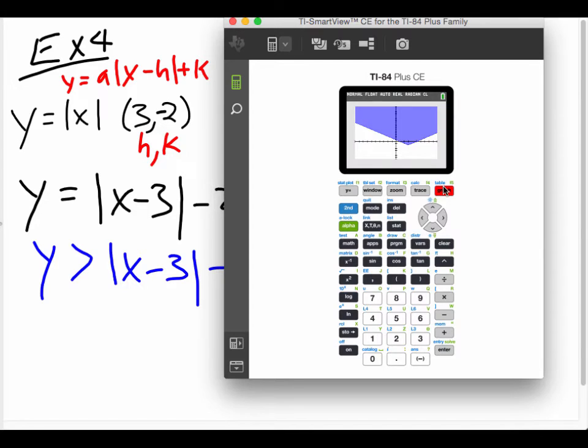Now what would I do for less than? Sorry, the opposite. The opposite. So what I would do is I would come here, and I would highlight that, and then I would come down here, and go to where it's shaded below the line. Okay, graph, same graph.